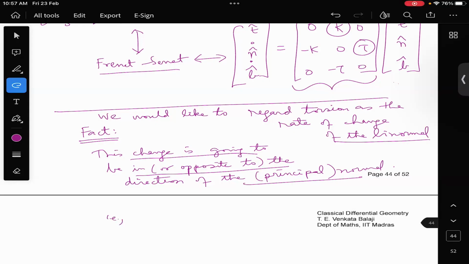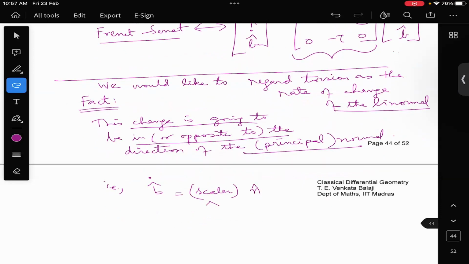So let me write: the binormal b hat, its change is b hat dot, mind you dot is d by ds, this is going to be a scalar times n hat, and guess what, this scalar is minus tau, where tau is the torsion. Why is this minus sign put? Because of geometric considerations. And why is this happening? This is because of mathematical considerations. So we will justify this in the next lecture.